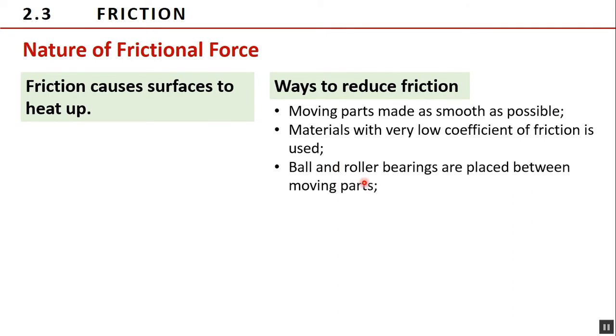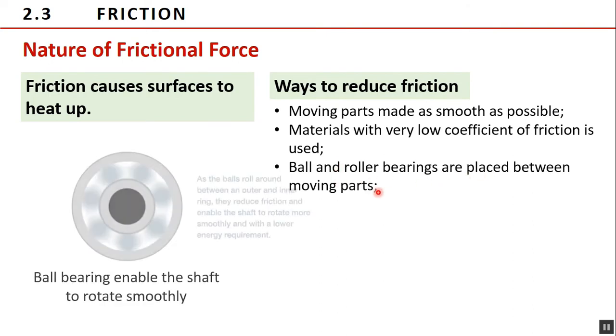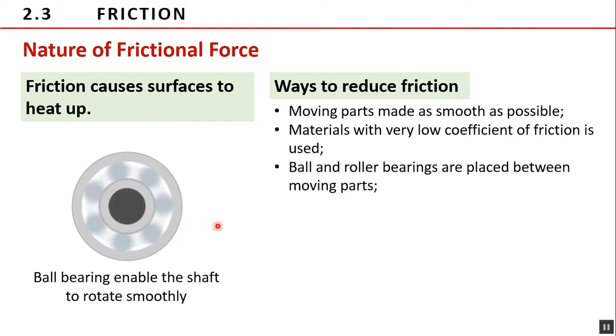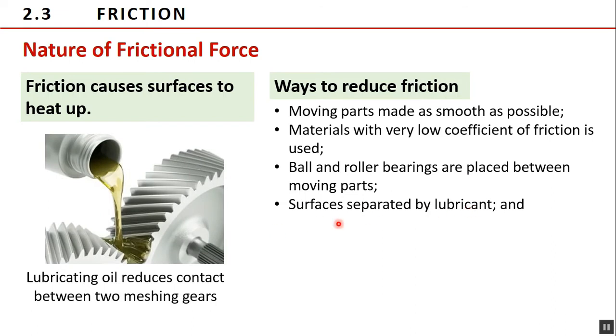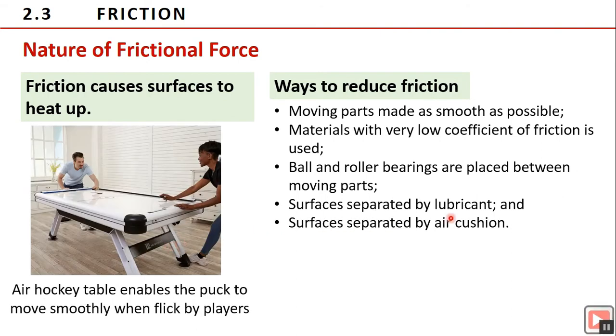Ball and roller bearings are placed between moving parts. This ball bearing enables the shaft to rotate smoothly. Surfaces can also be separated by lubricant. Here, lubricating oil reduces contact between two meshing gears. Surfaces can also be separated by an air cushion. Just like in this figure, the air hockey table enables the puck to move smoothly when flicked by players.